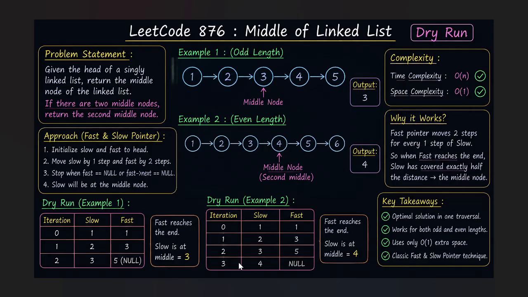Now in the next iteration, slow will move by 1 and point to 4, and fast will move by 2. As previously it was pointing to 5, if it moves 2, it will point to null. So it will reach the end. That's why the middle is 4.